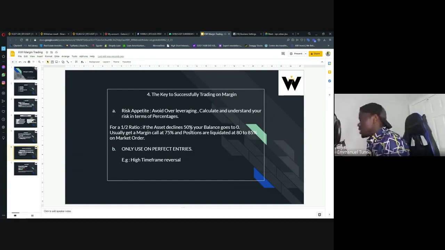Now, what you can understand there is that if Tesla loses 50%, then you lose your whole account. Since you use a 1 to 2 leverage, then 50% will be your full 100% of your deposit. And if you use more, for example, 1 to 5, then 25% will be your full account. No, that will be if you use 1 to 4. If you use 1 to 4, 25% will be your full account. So you need to calculate it in terms of percentages. That is one of the things that has been helping me a lot.